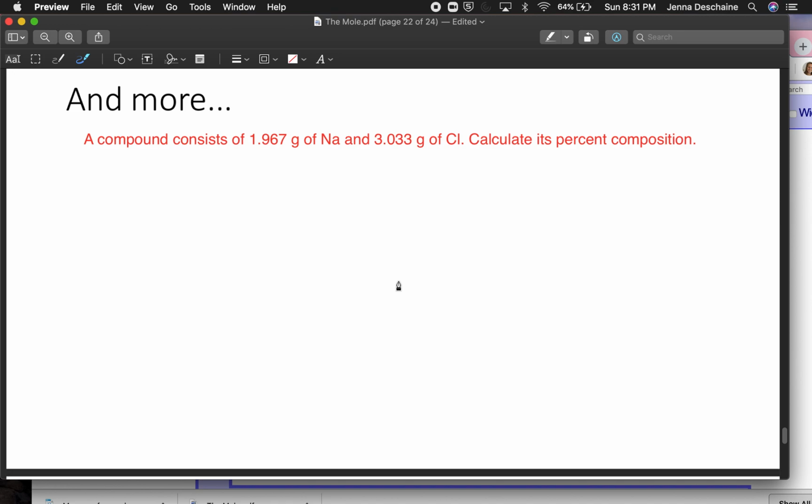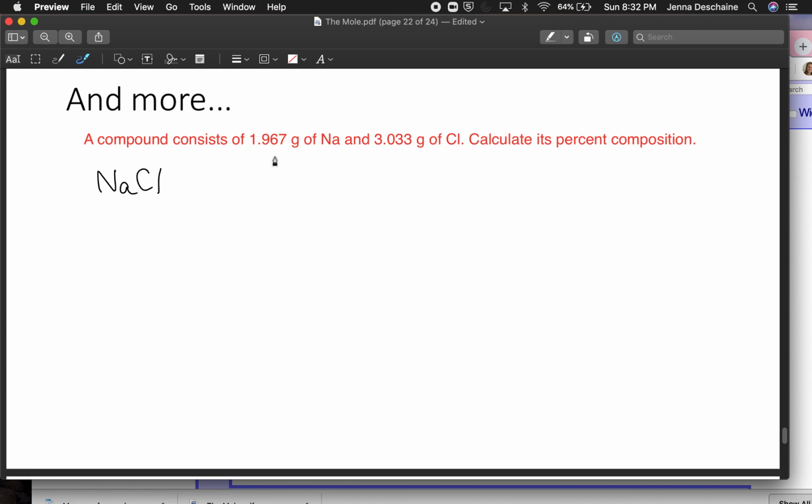All right, so this last one is a little bit more tricky. It's more of a word problem. The question is, a compound consists of 1.967 grams of sodium and 3.033 grams of chlorine. Calculate its percent composition. So that means we have salt, or sodium chloride, on our hands. The sodium makes up 1.967 grams of that salt, and the chlorine makes up 3.033 grams of the salt. So now we need to calculate its percent composition.